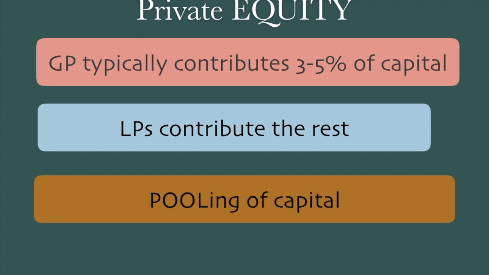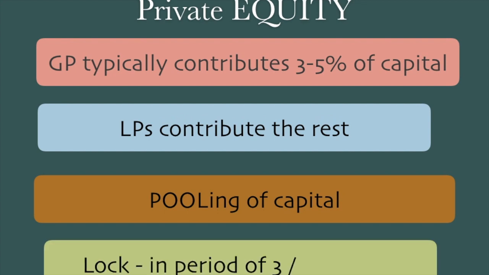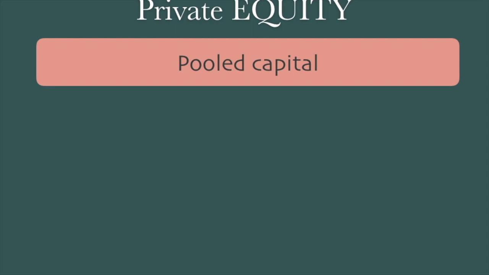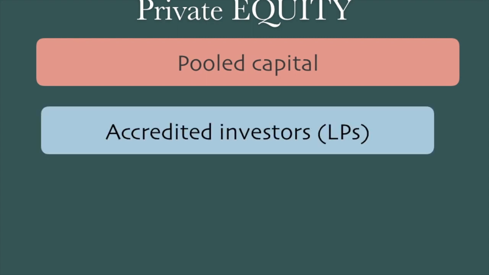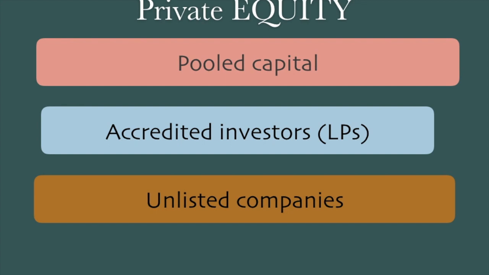Together, the capital is pooled in, and this pooling of capital has a lock-in period that could range between 3 years to 5 years or sometimes even as high as 7 years. Private equity uses this pooled capital to invest in unlisted stocks, the capital which is contributed by the general partner and limited partners. These entities are called accredited investors, investors which have a minimum net worth of X million dollars, and they invest largely in unlisted companies.